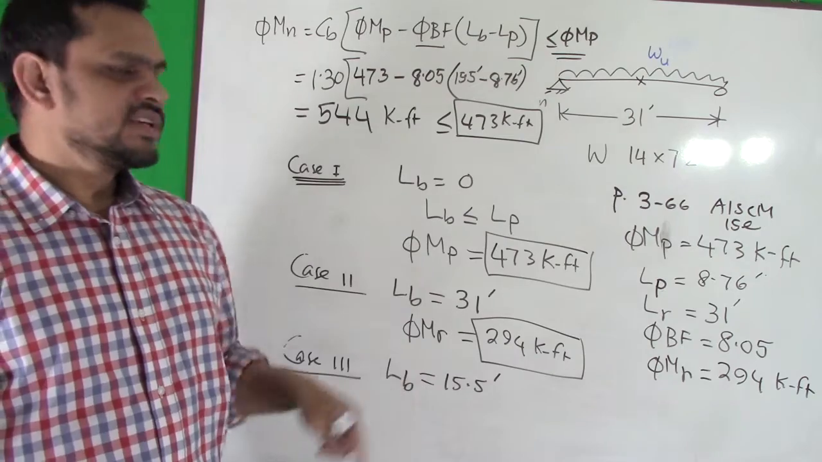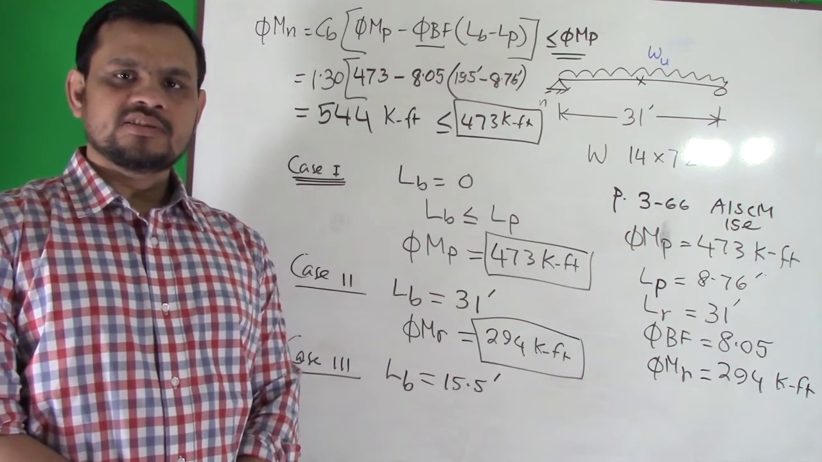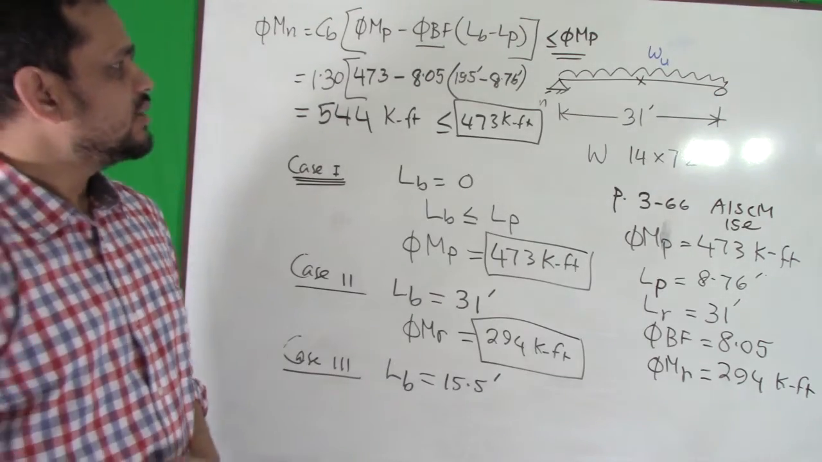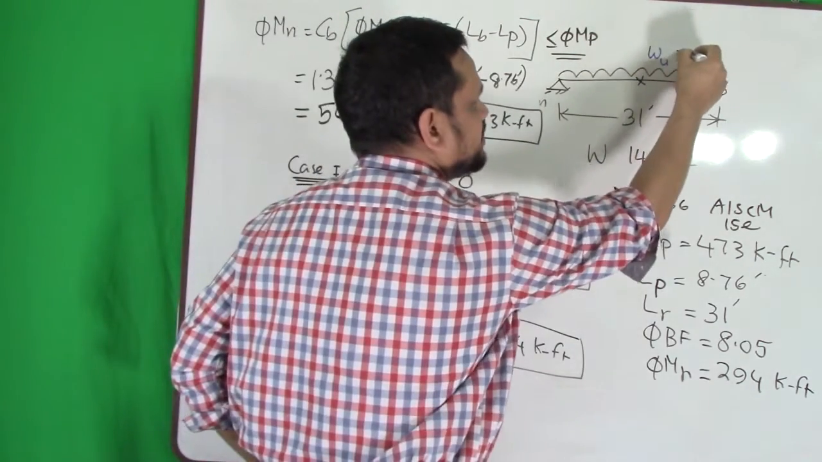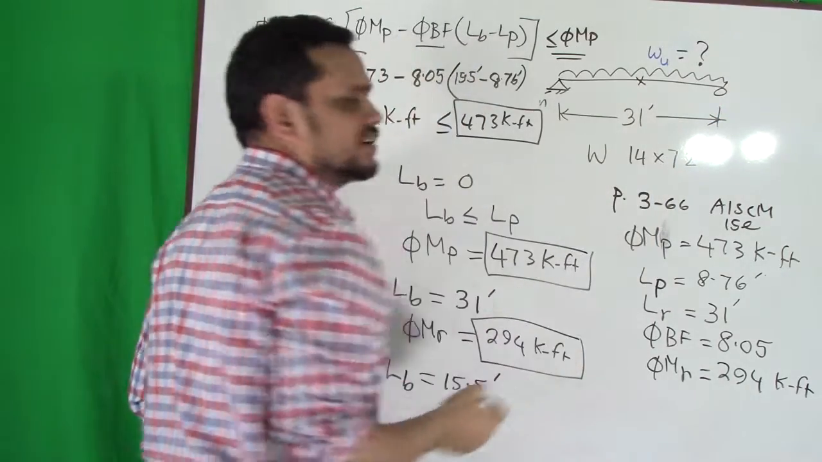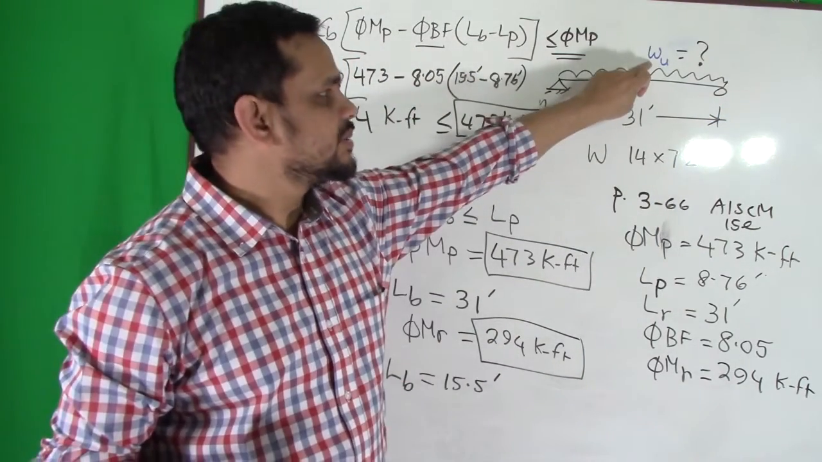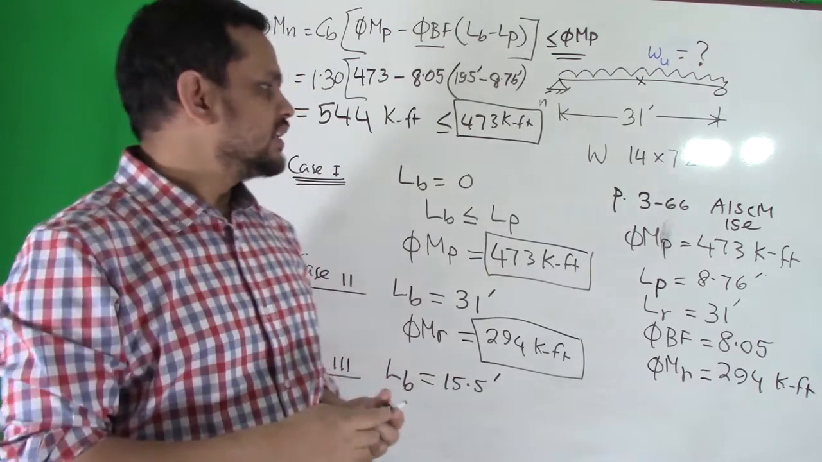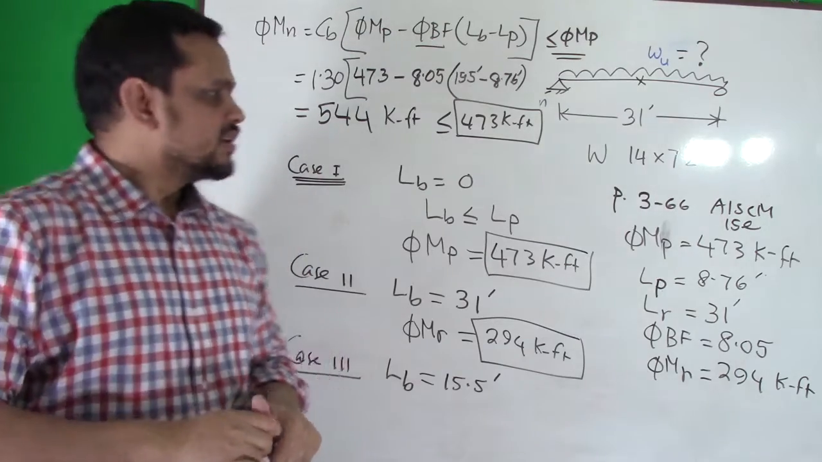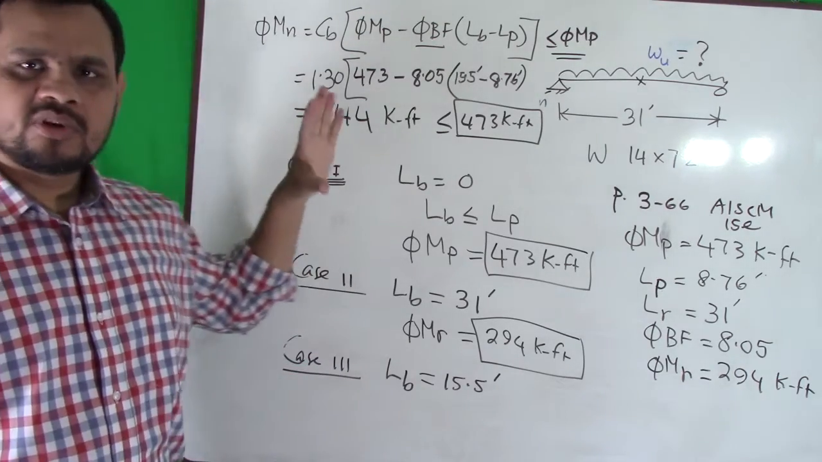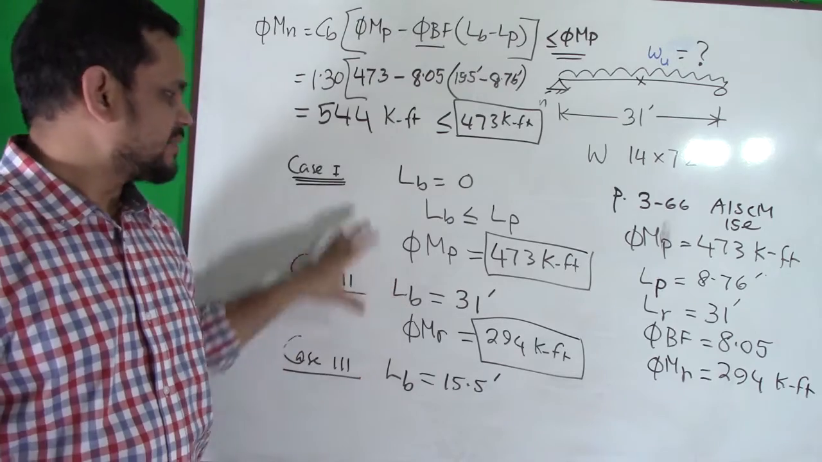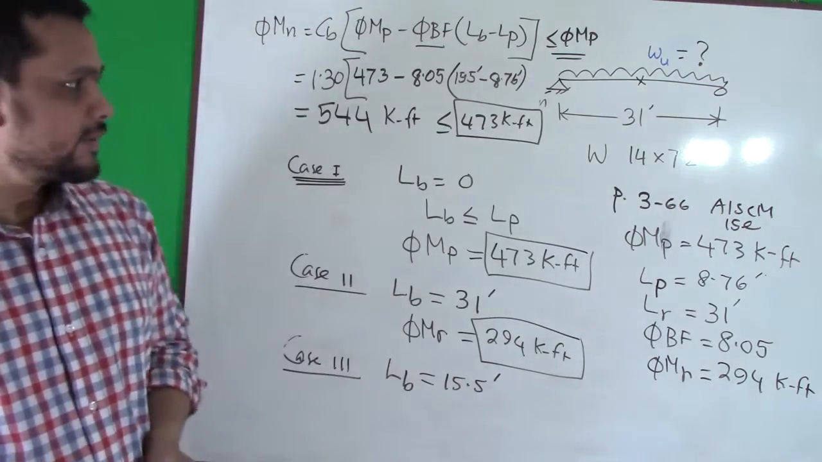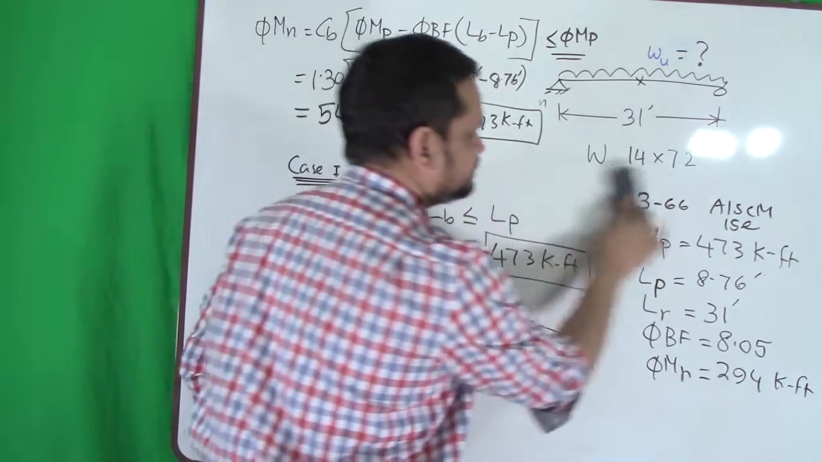Okay, after this, sometimes in FE exam, they might ask you another type of question. What is that question? They will ask you, what is the maximum uniformly distributed load possible? That means, what is the value of Wu? What is the factored uniform load in that beam possible? Now, how to find it? Simple. Whatever your condition is, find your capacity first. Once you find your capacity, then what is the moment equation?